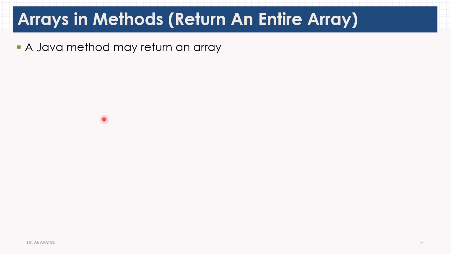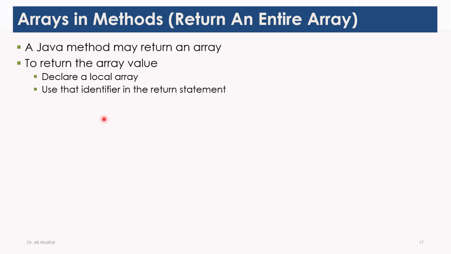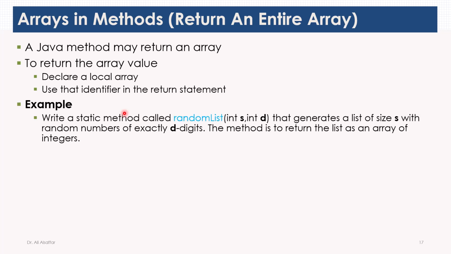In Java, how to make a method return an array? It is very simple. You simply declare a local array inside the method, you initialize it with data, and then use the array identifier in a return statement to return the entire array. For demonstration of how a method can return an entire array, let us implement the following method.